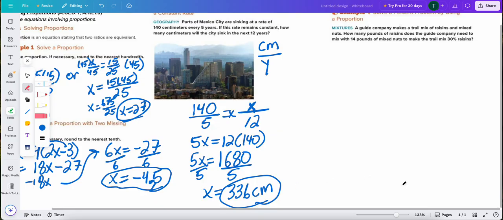So example 4 here, we have a guide company that makes a trail mix of raisins and mixed nuts. How many pounds of raisins does the guide company need to mix with 14 pounds of mixed nuts to make the trail mix 30% raisins? Okay. So we're trying to do raisins over the mixed nuts.